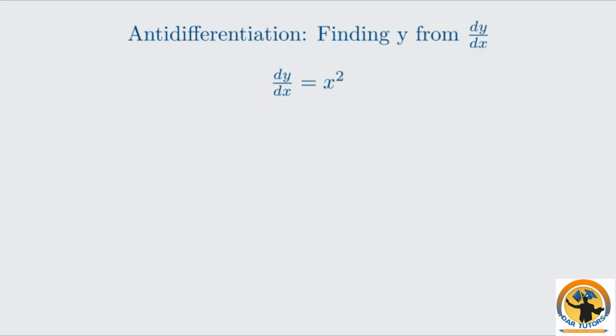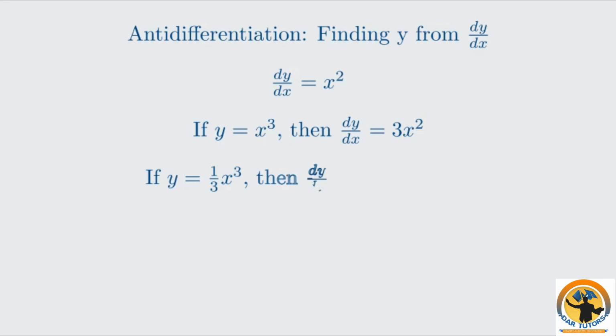From our knowledge of differentiation, we know that when we differentiate a power function, the exponent decreases by 1. Therefore, the original function y must have involved x cubed. Let's try y equals x cubed. Differentiating this gives us 3x squared. This is not quite x squared. To get rid of the 3, we can multiply our original guess by 1/3. So, if y equals 1/3 x cubed, then dy/dx is 1/3 times 3x squared, which simplifies to x squared. This is the correct result.